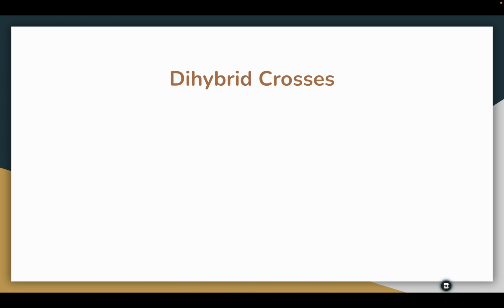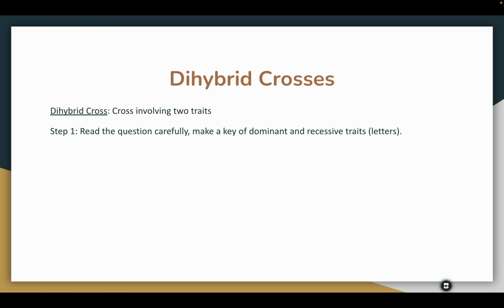Today, we're going to talk about dihybrid crosses. So, looking back, we learned the term monohybrid cross. That only involves one trait. Dihybrid, if you remember, the prefix di means two. So, what we're doing in a dihybrid cross is crossing two separate traits. That's what I have here.